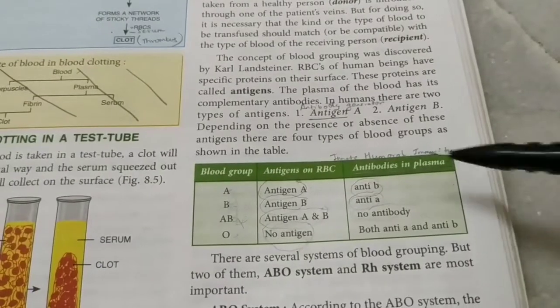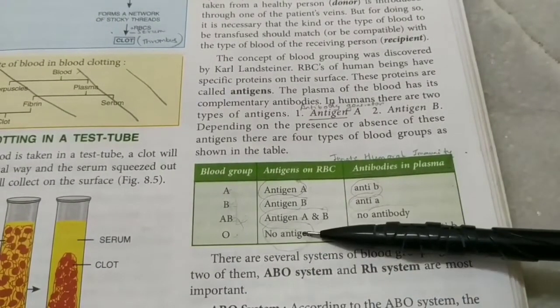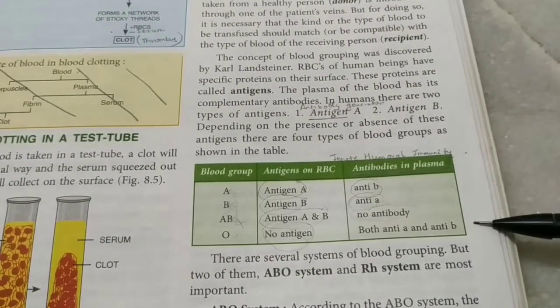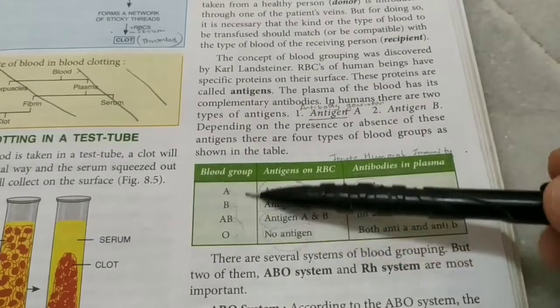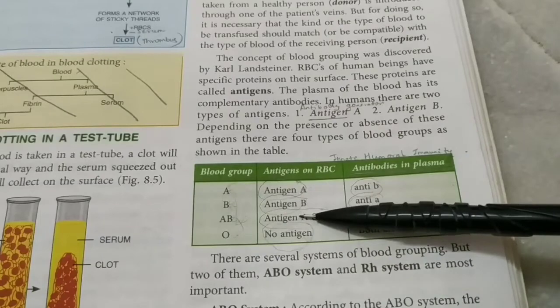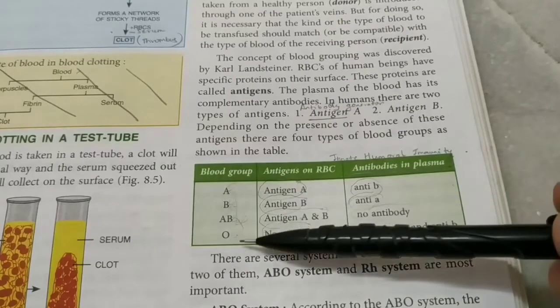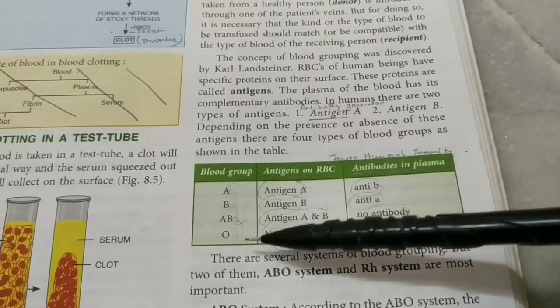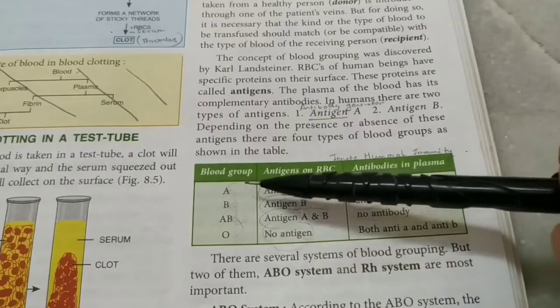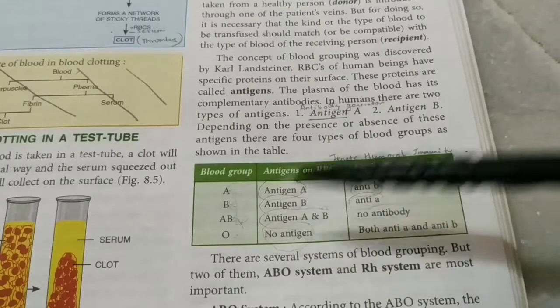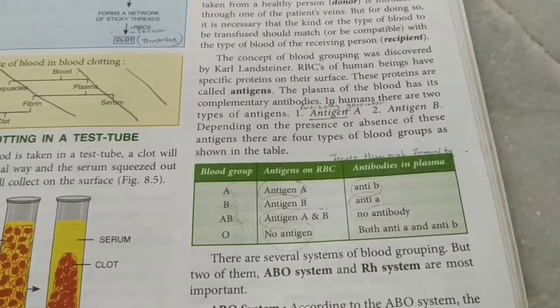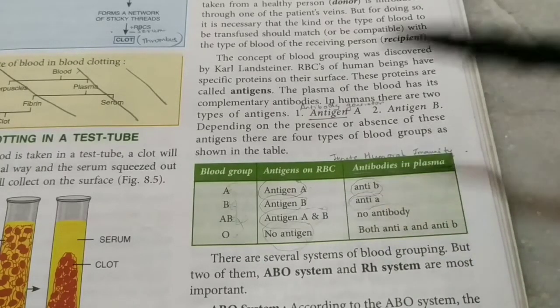On the other hand, O blood group people don't have any antigen. And they have both the antibodies A and B. So they can't accept blood from A, B or AB because these blood groups have antigens which are foreign for people with blood group O. So O is a universal donor. It can give blood to A, B, AB and itself O, but it can't take from anybody else except blood group O. So during blood transfusion, knowledge of this is very important.